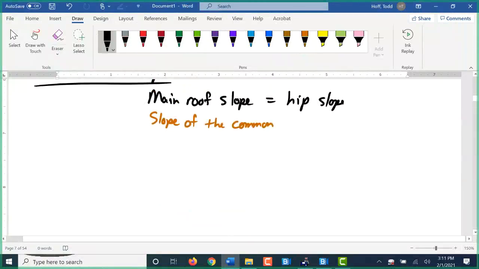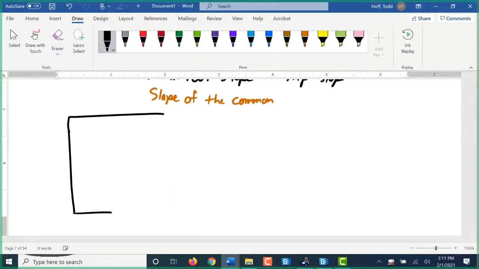So the view we are going to take is basically looking at it from up above, like this. You're looking at it from the top. What you're seeing is this main peak here, and then these hip rafters that go down the corners to the corners of the building. We're using that to figure out the decrease in the hip rafters. So we've got the longest hip rafter here on the hip end.